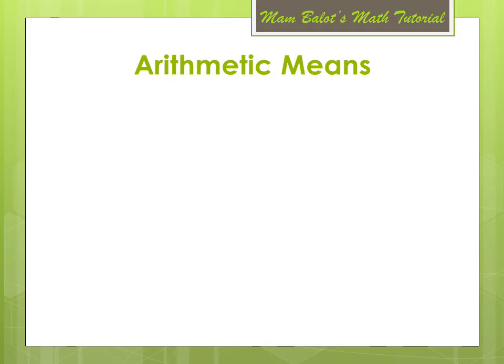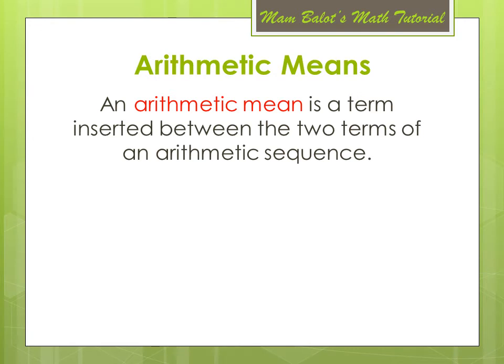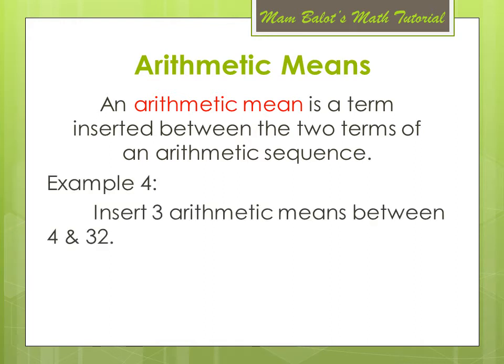Now let us proceed to the arithmetic means. An arithmetic mean is a term inserted between two terms of an arithmetic sequence. For example, insert 3 arithmetic means between 4 and 32. So this can be viewed as 4 and 32 on both sides, and then we have 3 terms inserted between them. What is the most important thing that we need to know so that we can insert the different terms? That would be the common difference. But how do we get the common difference?